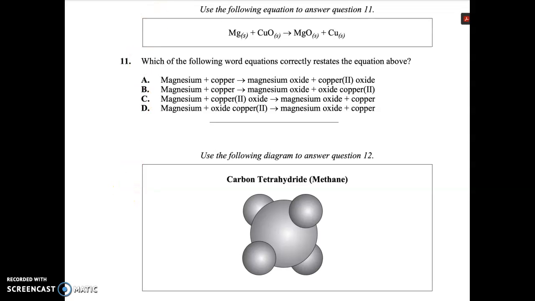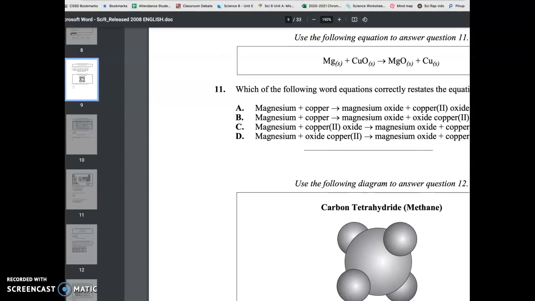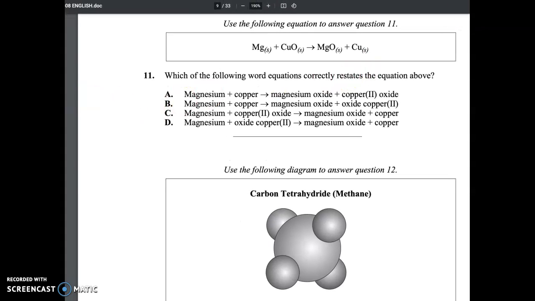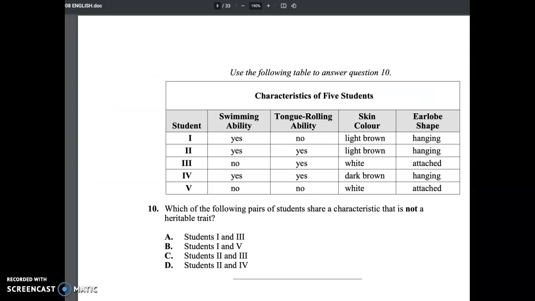This answer key set is for the 2006 test, even though it says Science 9 released 2008 English. It's actually the 2006 one. I'm not too sure why it comes up that way, but it did.